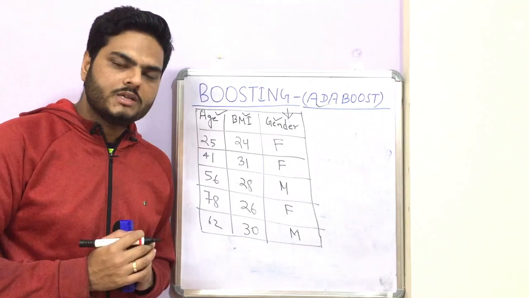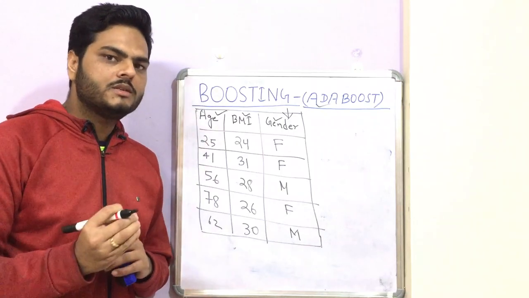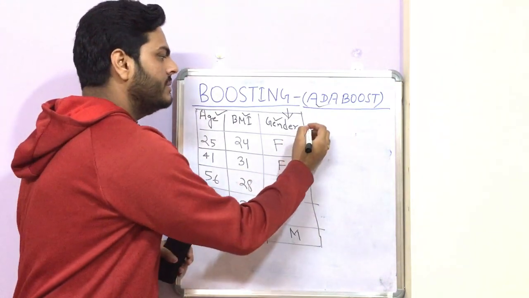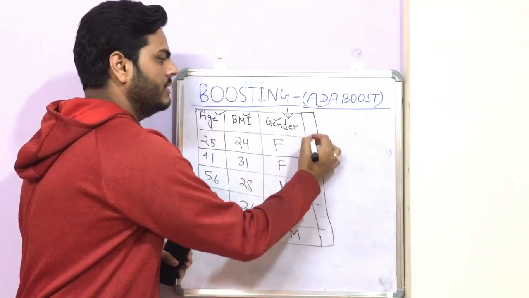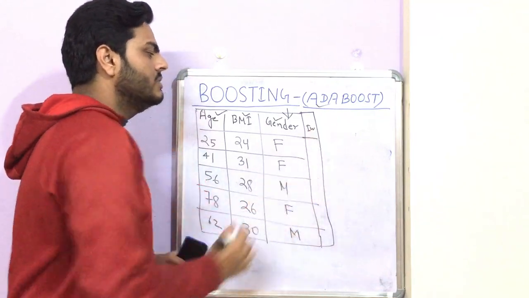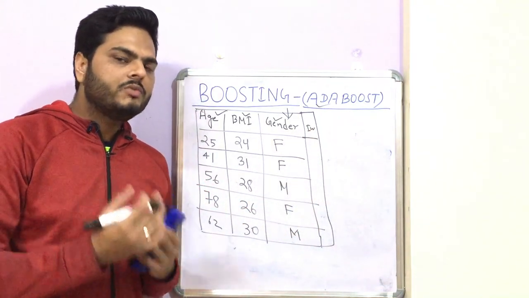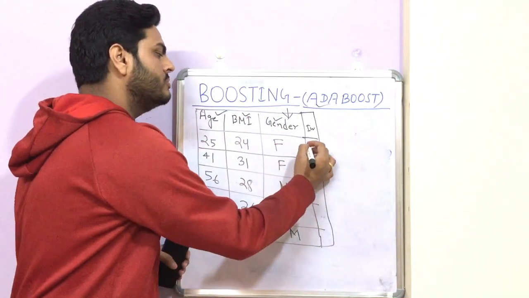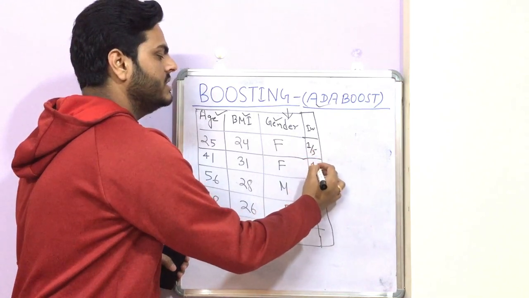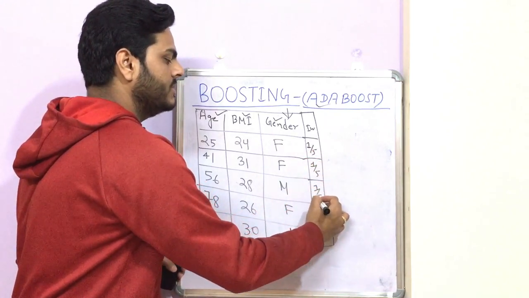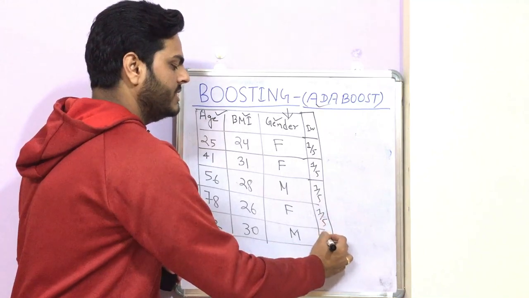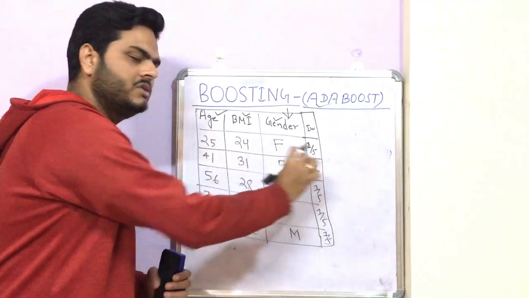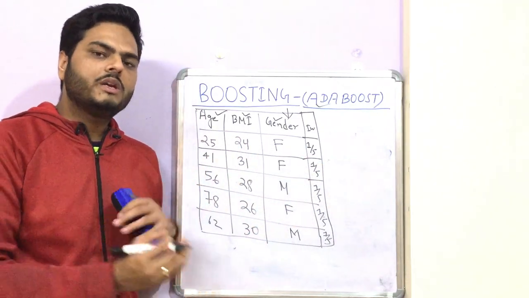So how it will work is, the very first thing the algorithm does is it will assign a weight to all these records. Okay, so I am writing here initial weights, or IW, I am calling it. What this initial weight would be is, if we sum all these weights, it should be 1, which means 1 should be divided between 5 records. So it has to be 1 by 5, 1 by 5, 1 by 5, 1 by 5 and 1 by 5. So initially this weight will be assigned to all these records, which means all these records are equally important for the model.